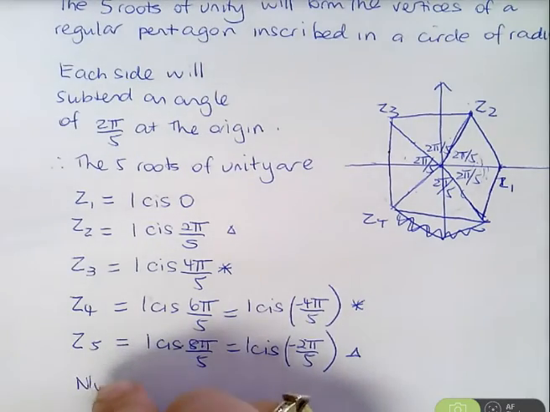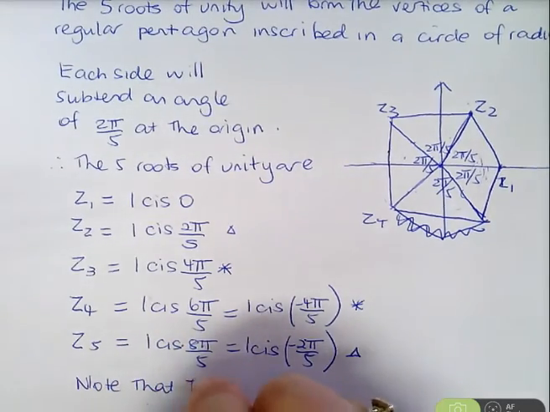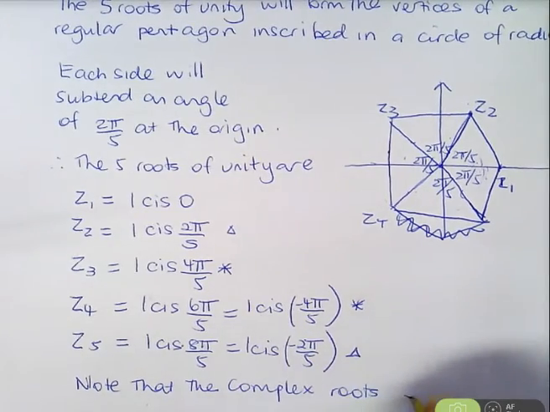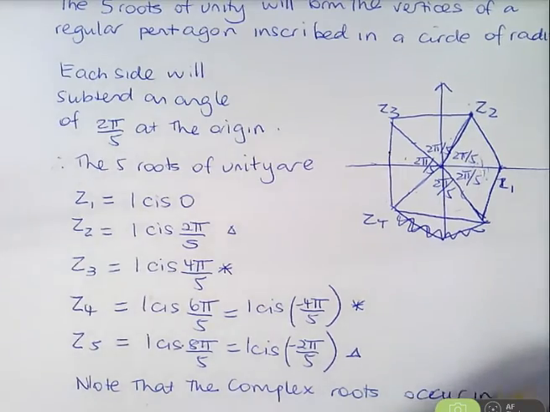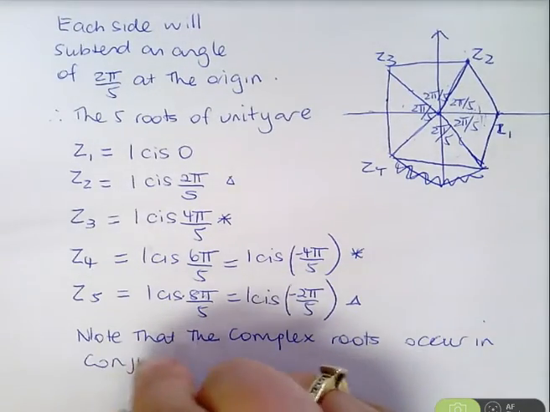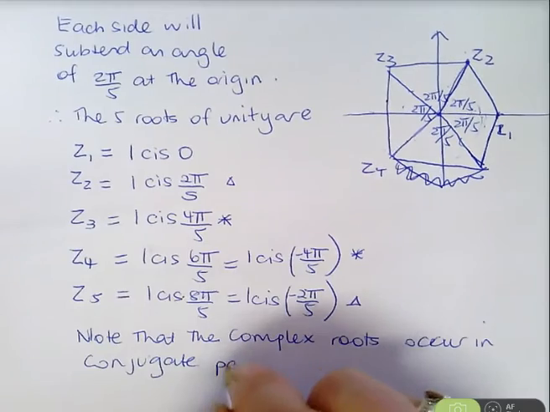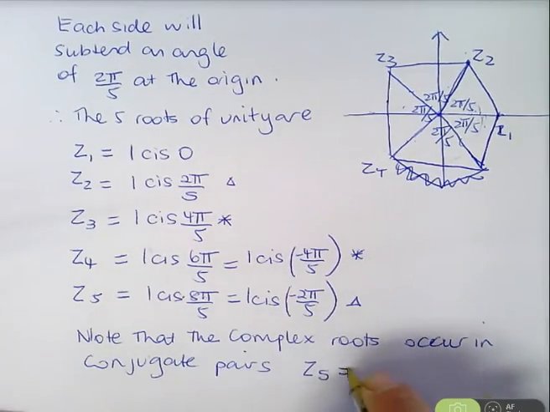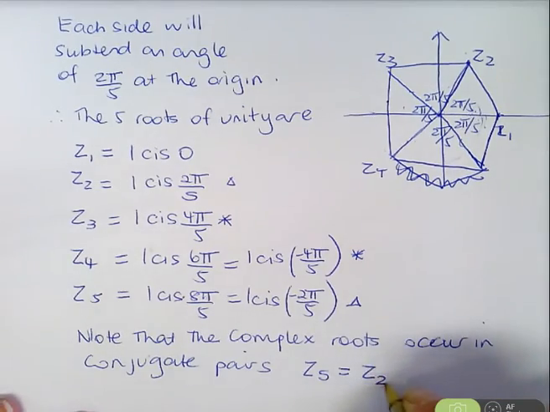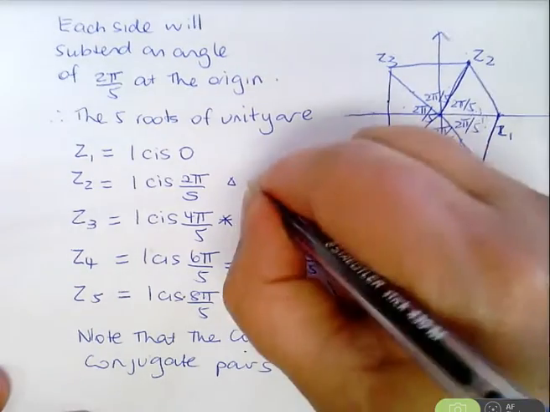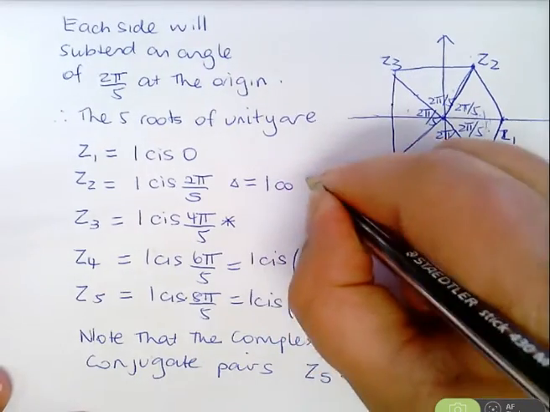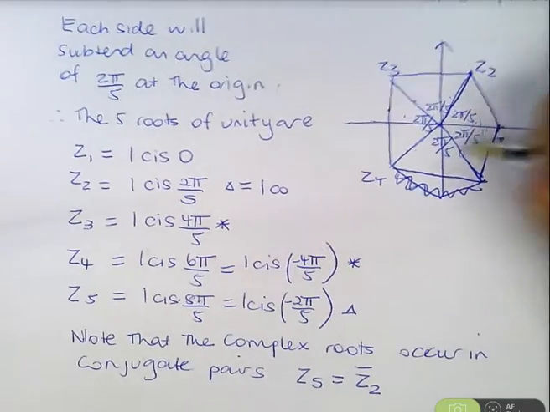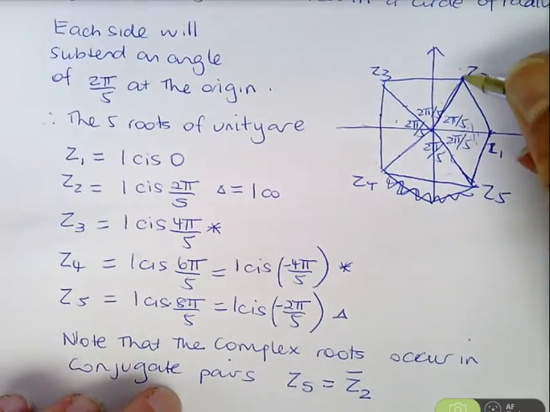So note that the complex roots occur in conjugate pairs. So therefore, Z5 equals the conjugate of Z2. Now, if I write them out, that's 1. We can see that they're conjugates of each other here. Here's Z5. Okay, there's Z2.